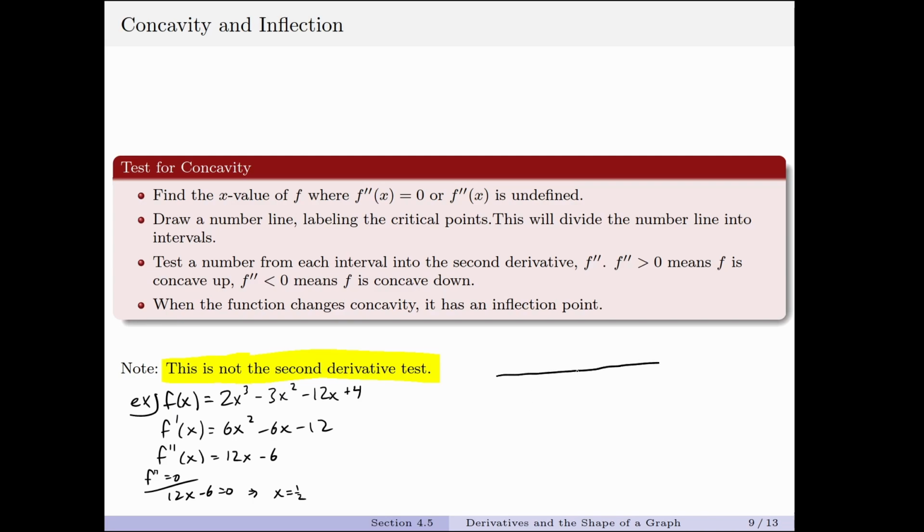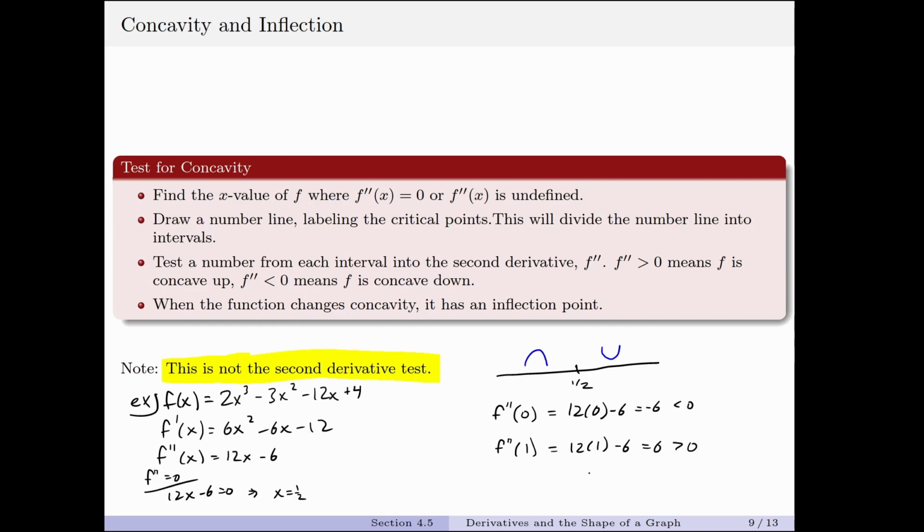So we make a number line, and we put in 1/2. And then I'm going to test a number from each of these two intervals into the second derivative. So to the left of 1/2, I can pick 0. When I put in 0, I get negative 6, which is negative. So the graph is going to be concave down. If I put something to the right of 1/2 in, say 1, I'm going to get positive 6. Because that's positive, the graph will be concave up. So this is how we can check concavity.